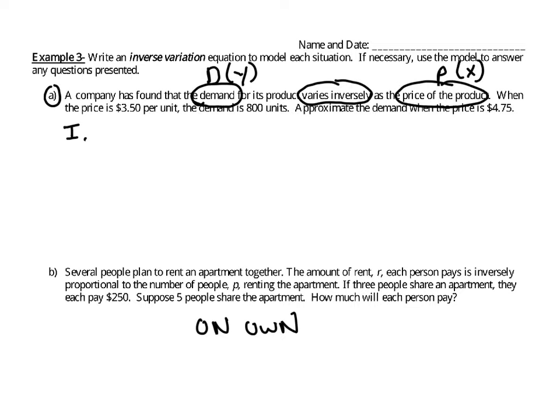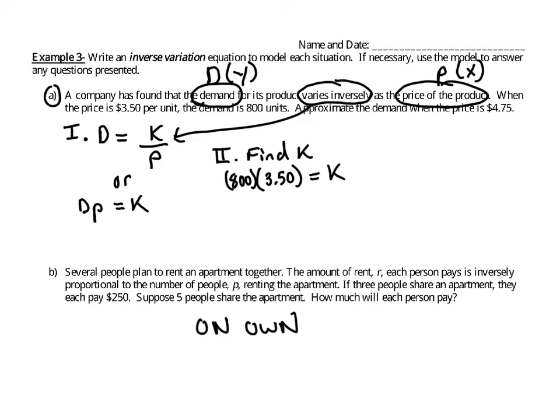So we'll start by writing the general model. The general model will be D equals k over P. Now keep in mind, this is inverse variation, so that's why I'm writing it in this form. You may also be inclined to write it as D times P equals k, and in either case, we mean the same thing. So the next step is to find the variation constant, k, and I'll do so choosing the second model, D times P equals k.